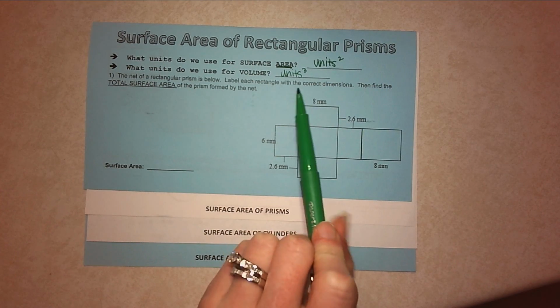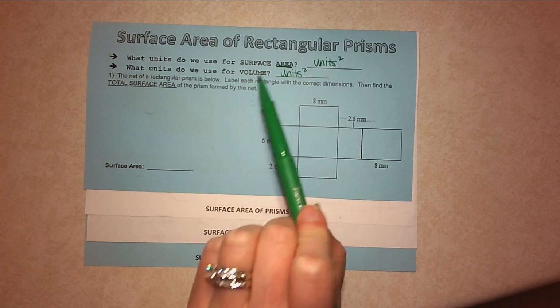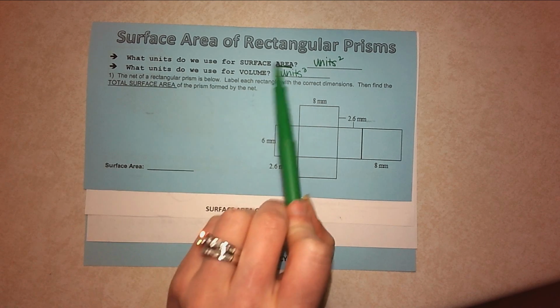So area and volume are both easy to get mixed up. It's easy to confuse the two, so make sure that you are thinking about which one you're trying to find and reading questions carefully when it asks you to find surface area or volume.